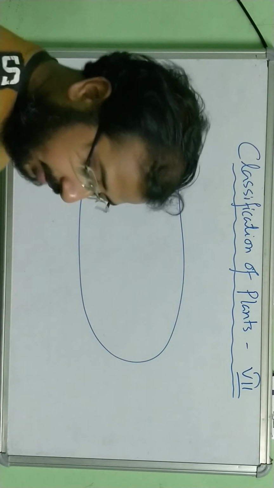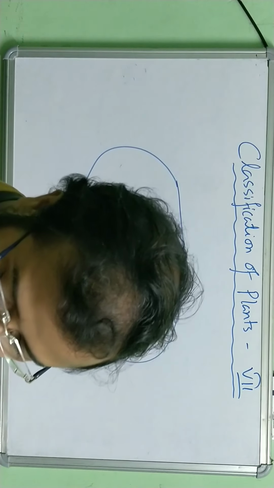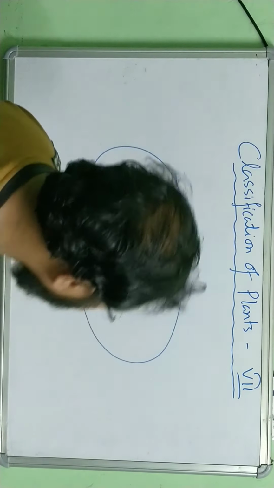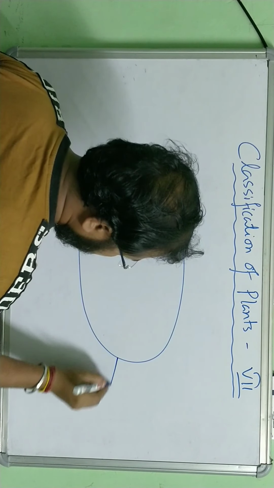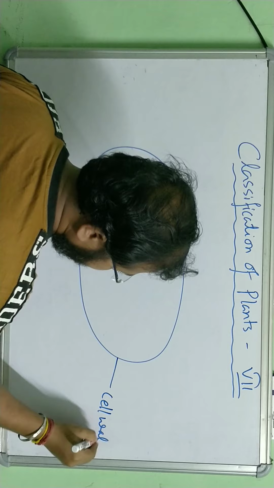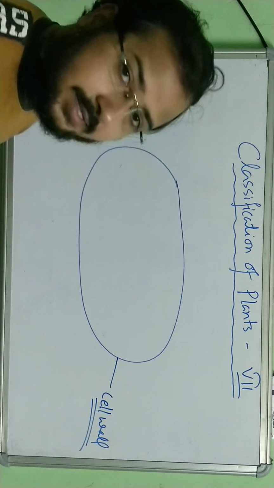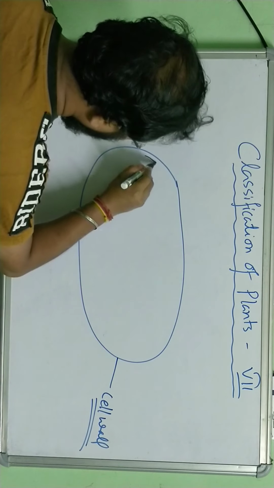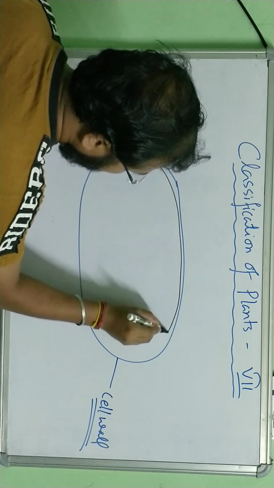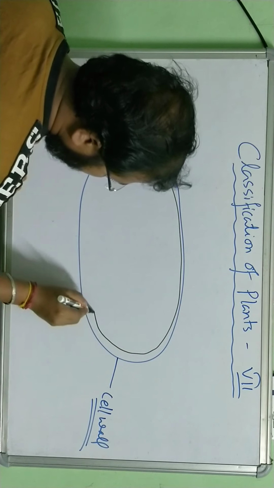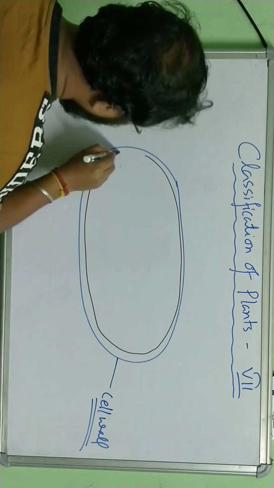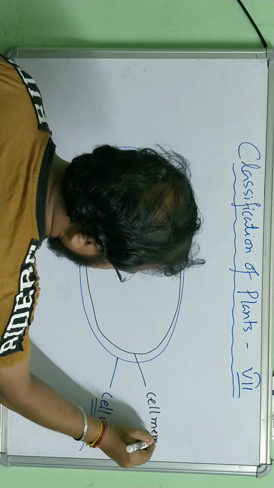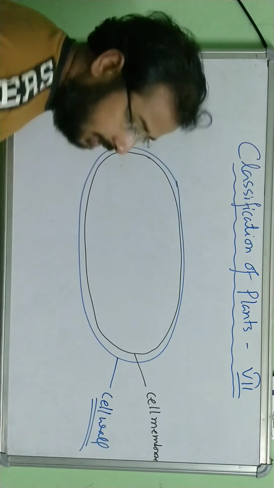Suppose this is a bacteria and it has an outermost layer, which is known as the cell wall. The cell wall is the outermost layer. Inside the cell wall we see the cell membrane. It's the second layer.